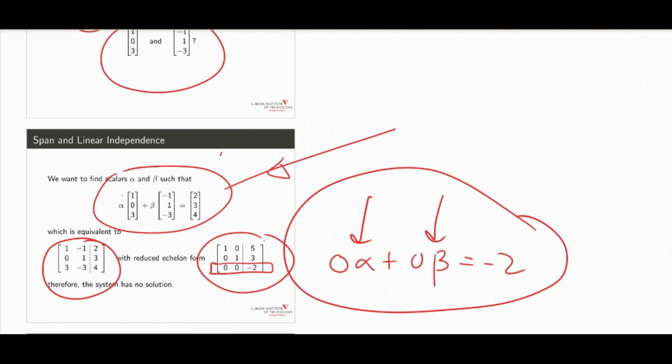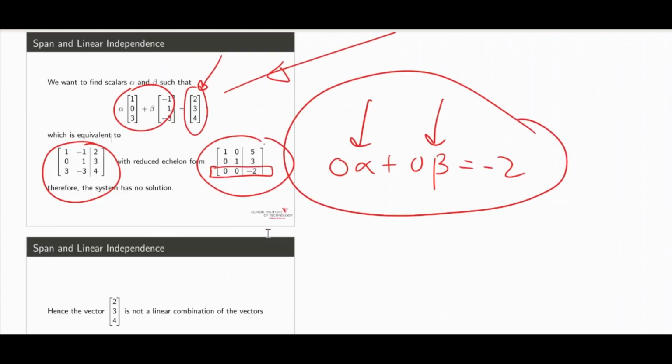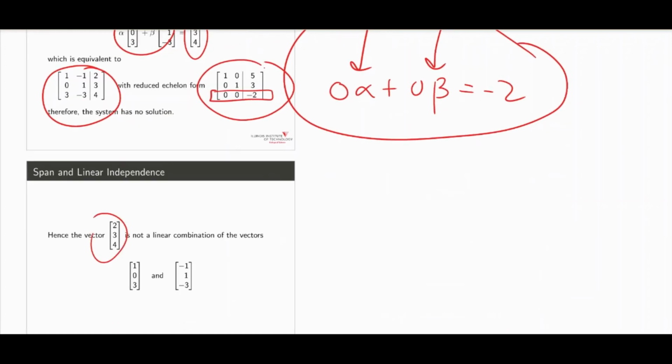That means that this vector 2, 3, and 4 is out of reach. You cannot get the vector 2, 3, and 4 by just playing with these two vectors. It is not reachable. So you can't get that. This is what we mean when we say that the vector 2, 3, and 4 cannot be written as a linear combination of the following two vectors.